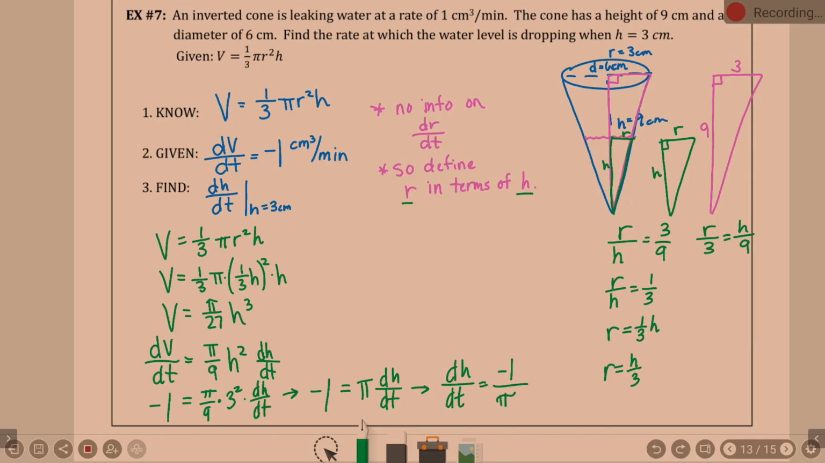What kind of label are we going to have here? Centimeters per minute. Okay. Centimeters cubed per minute? No, centimeters per minute. Always look at what your original was, or what we were trying to find. We're trying to find the dh dt, the change in height. Height is just going to be measured in plain old centimeters over time, which is measured in minutes.